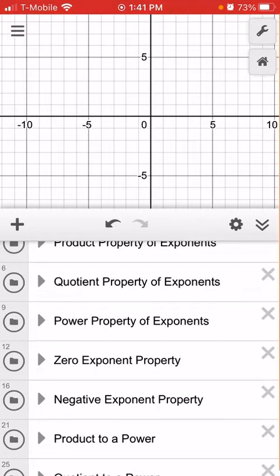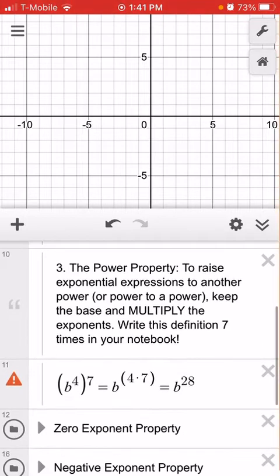Your third property is the power property of exponents. For the power property, we're saying that you're going to raise exponential expressions to another power, aka power to a power, keep the base, and multiply the exponents. Write this definition as it's written 7 times in your notebook.